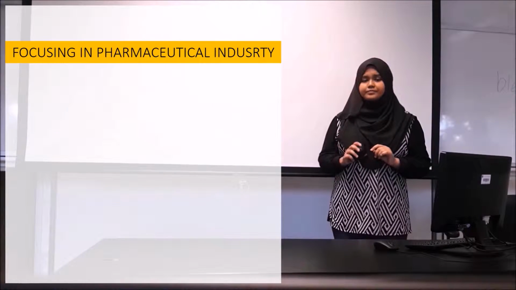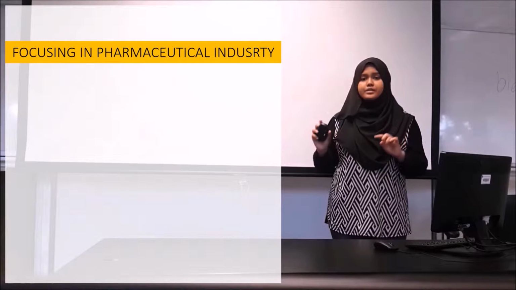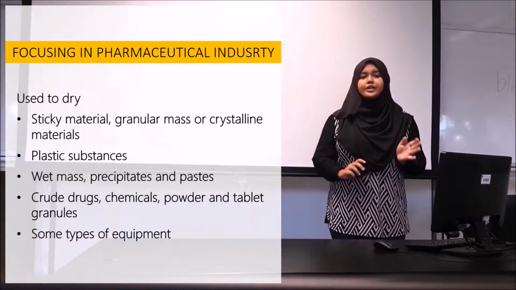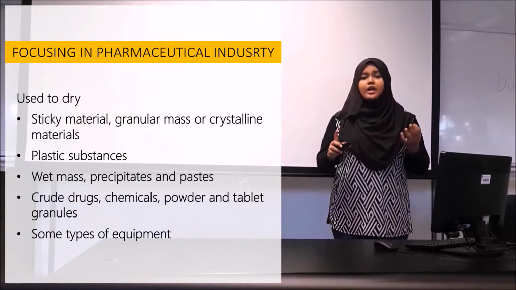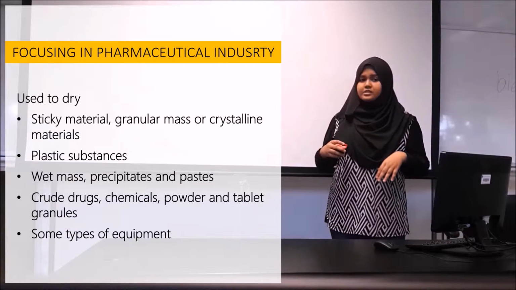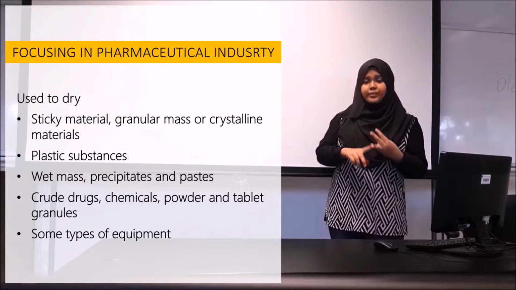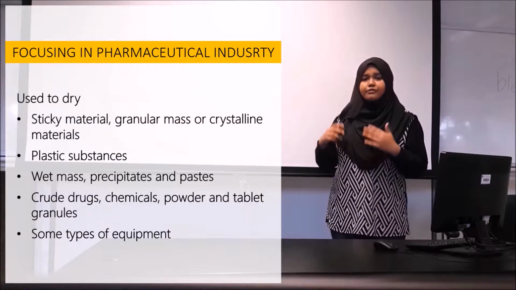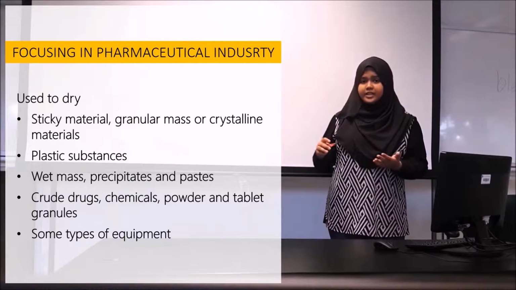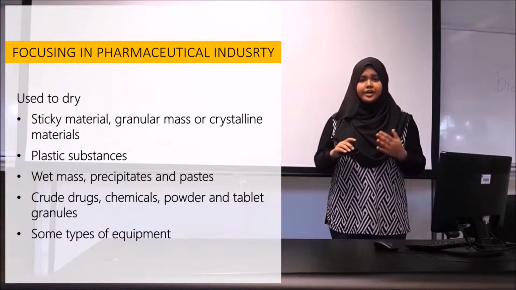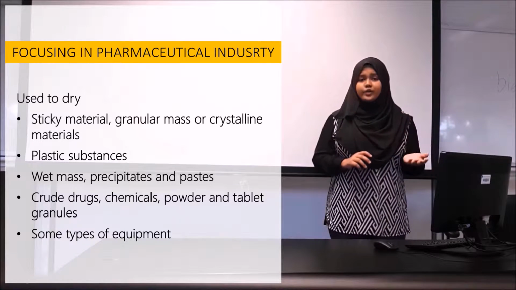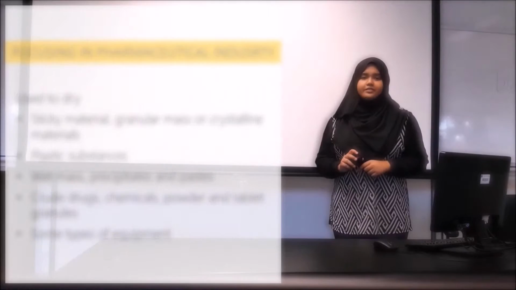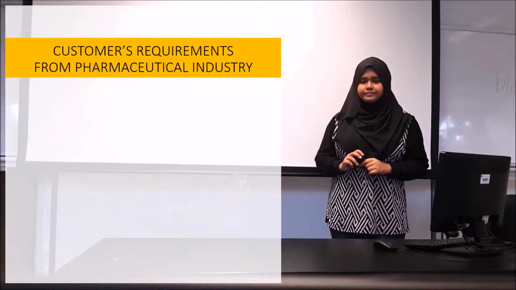Focusing on the pharmaceutical industry, what do trade dryers do? Trade dryers are used to dry sticky materials, granular mass, and crystalline materials. They are also used to dry plastic substances, wet mass precipitates, and paste before they undergo further processes to become a final medication. Trade dryers are also used to dry crude drugs, chemicals, powder and tablet granules, and sometimes even equipment are dried in trade dryers.